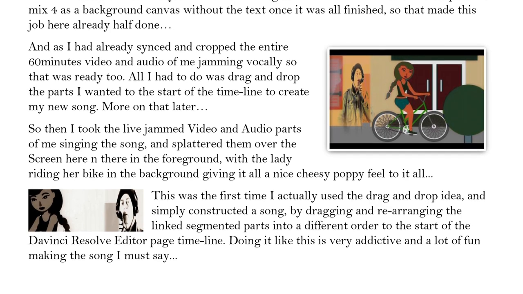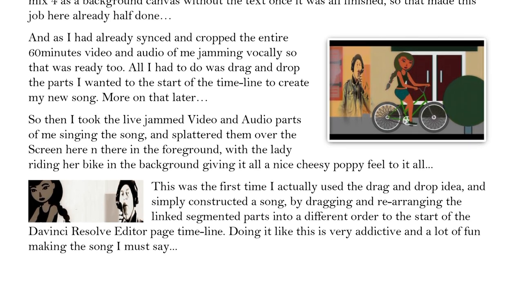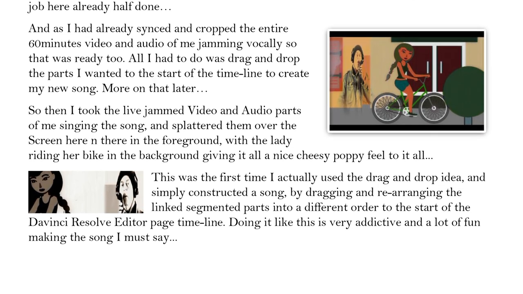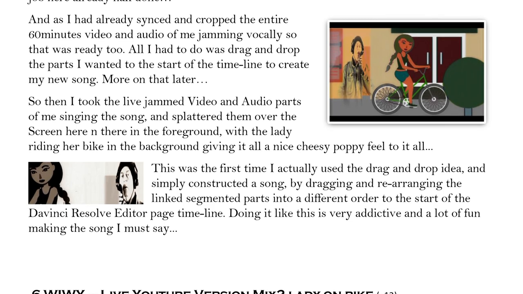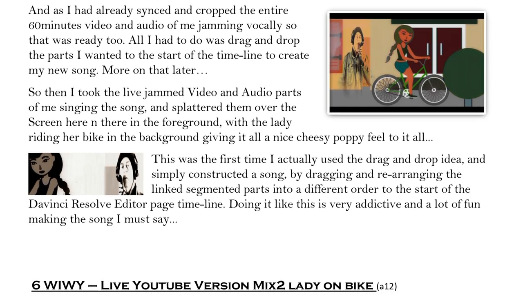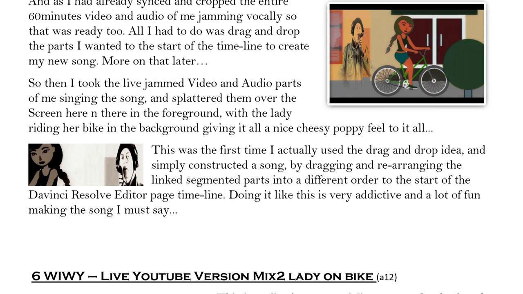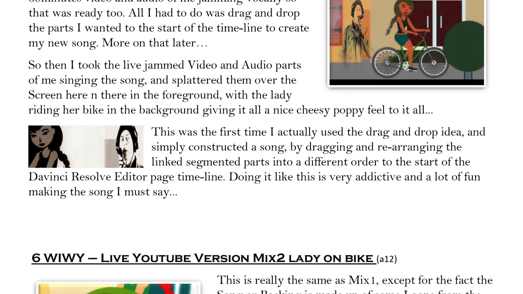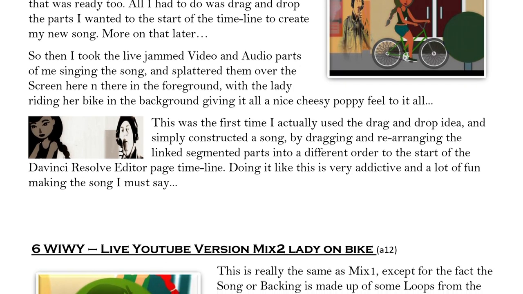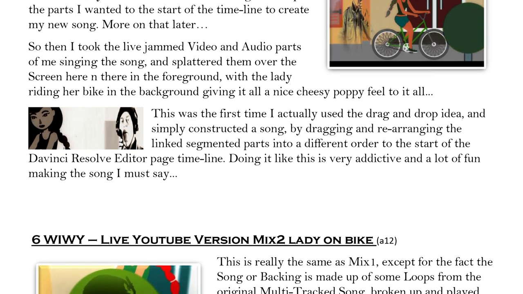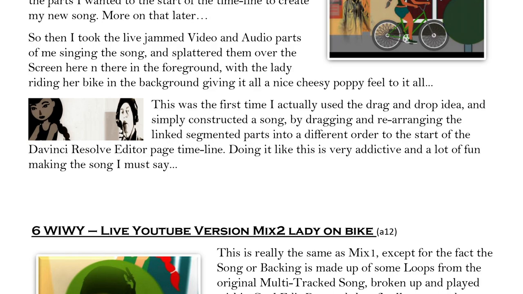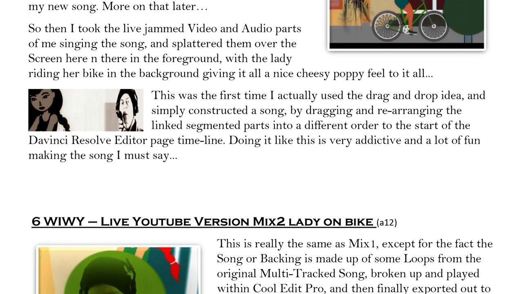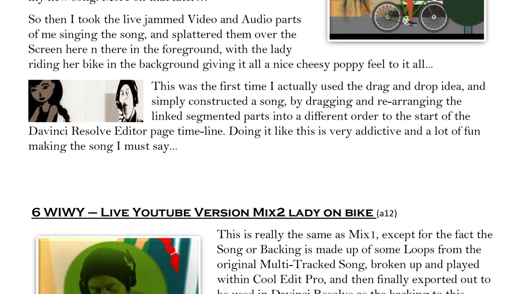And as I had already synced and cropped the entire 60 minutes video and audio of me jamming vocally, so that was ready too. All I had to do was drag and drop the parts one wanted to the start of the timeline to create my new song. More on that later. So then I took the live jammed video and audio parts of me singing the song and splattered them over the screen here and there in the foreground, with the lady riding her bike in the background, giving it all a nice cheesy poppy feel to it all.